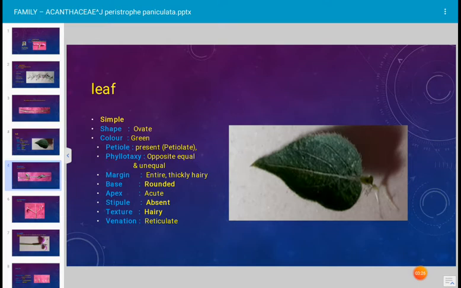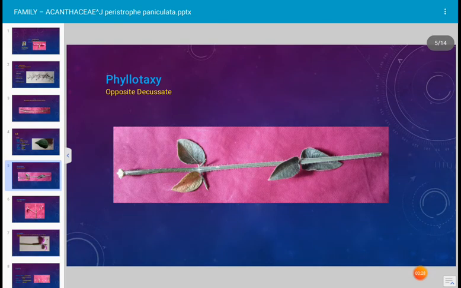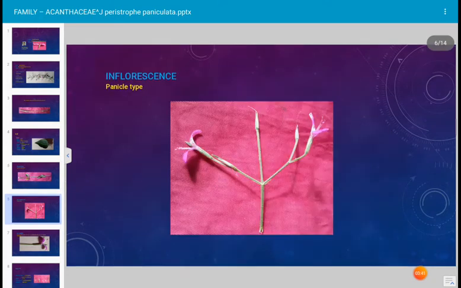Okay, next. This is the decussate, opposite decussate arrangement of leaves. Phyllotaxy is opposite decussate. What is phyllotaxy? Arrangement of the leaves. Next, this is the panicle type of inflorescence which occurs in Peristrophe paniculata.